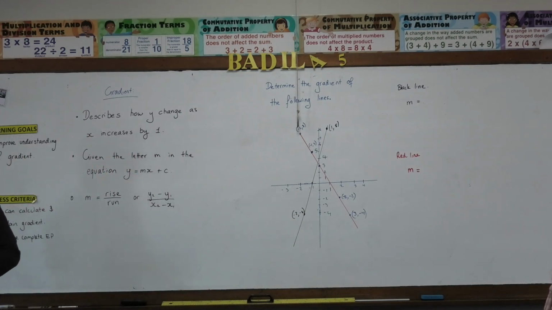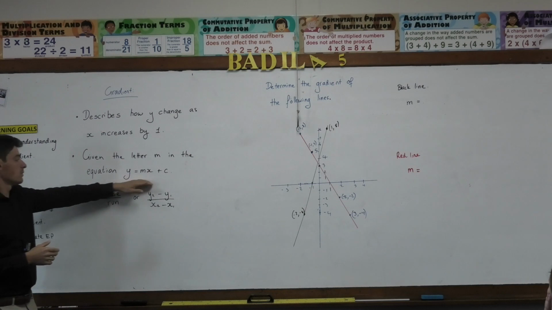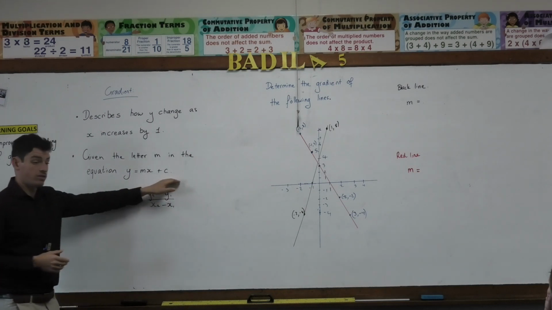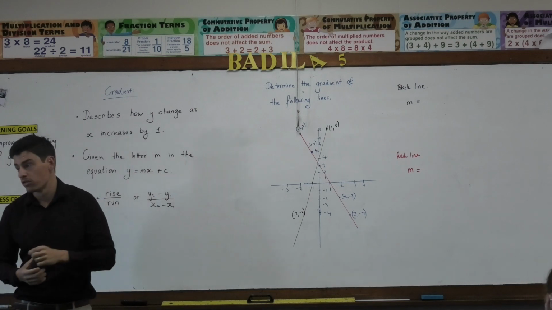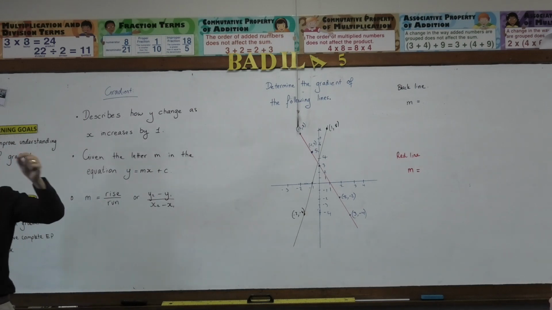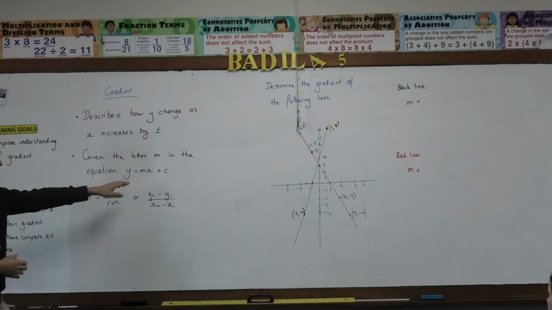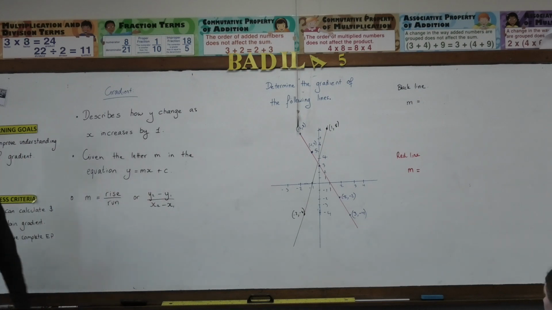Does that make sense? We've seen these in the y = mx + c equation before, correct? And m represents gradient. When we're doing the tables of values, we just look for the pattern, didn't we? And that's how we got our m value. It's exactly the same thing here.